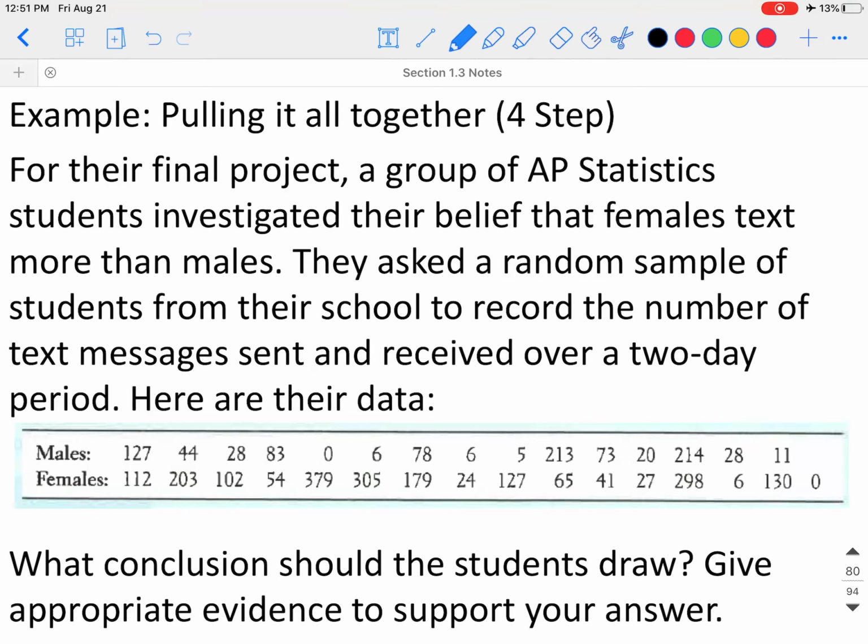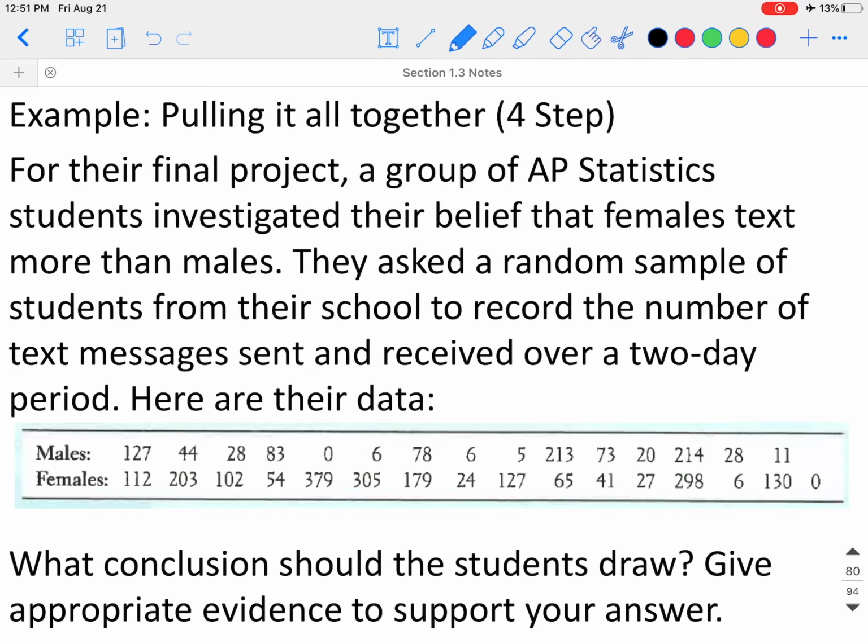For their final project, a group of AP Statistics students investigated their belief that females text more than males. They asked a random sample of students from their school to record the number of text messages sent and received over a 2-day period. Here is their data. So we have data for all the male students and data for all the female students. What conclusion should the students draw? Give appropriate evidence to support your answer.